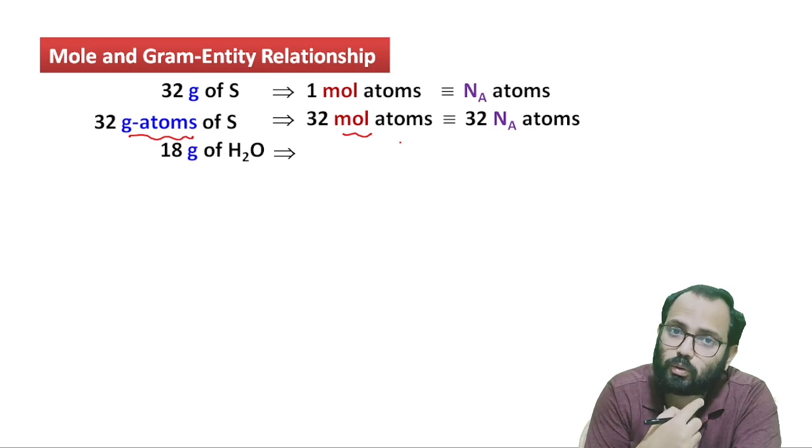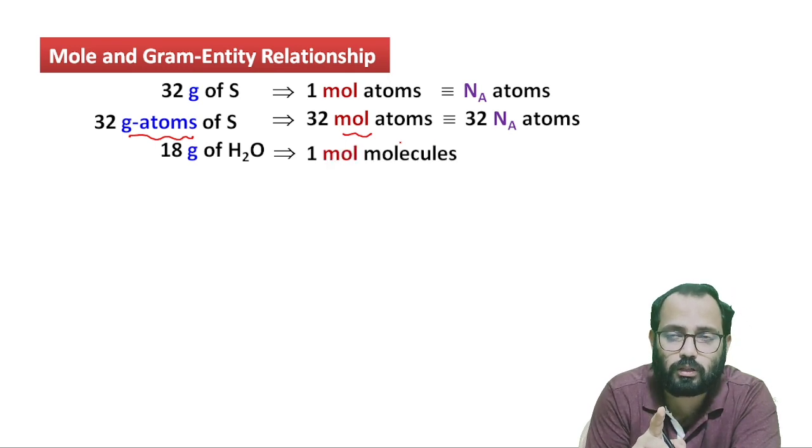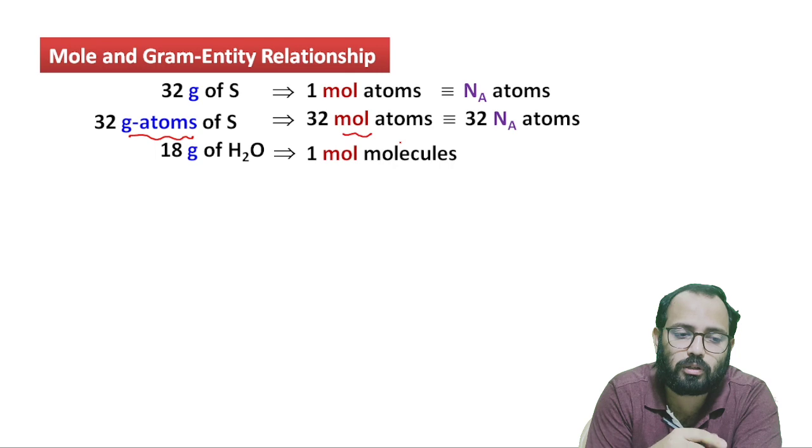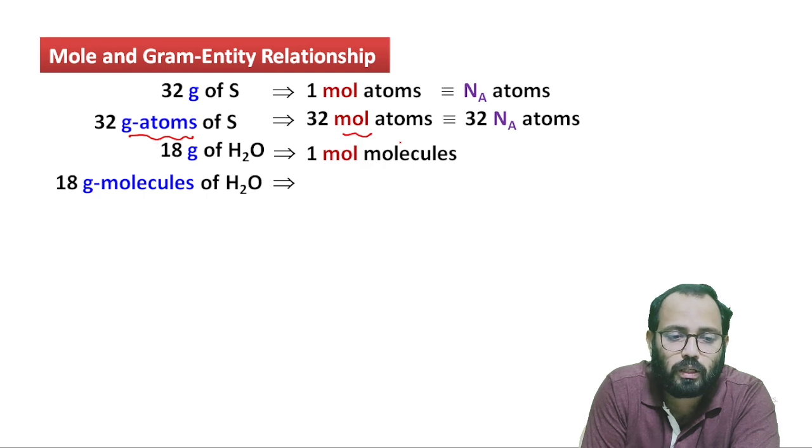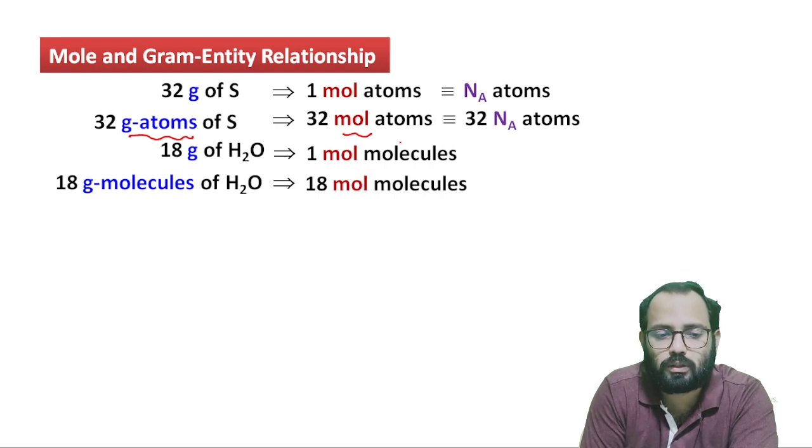18 gram of H2O means 1 mole of molecules. 1 mole of H2O molecules contains 18 gram of H2O. But if you talk about 18 gram molecule of H2O, then it is not 1 mole. It is 18 moles of molecules of H2O. That is the difference.